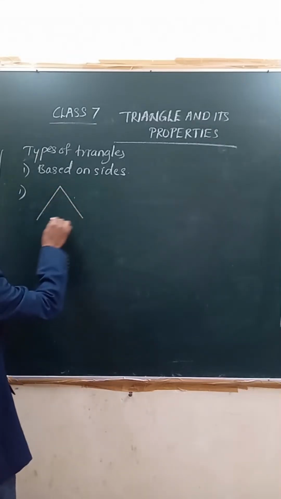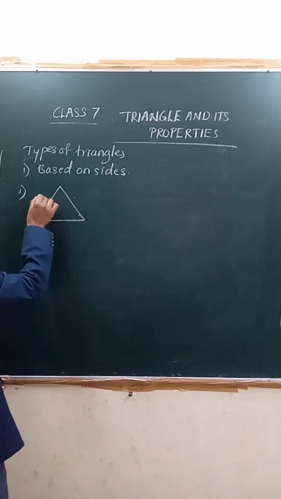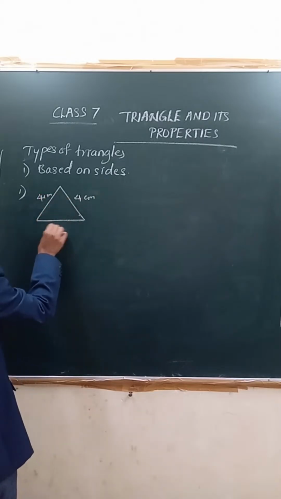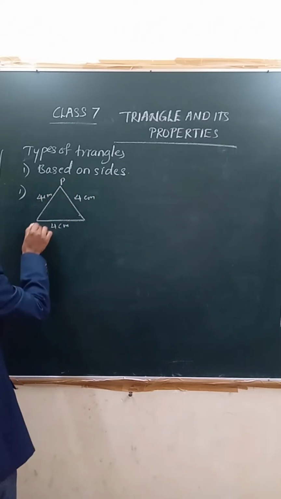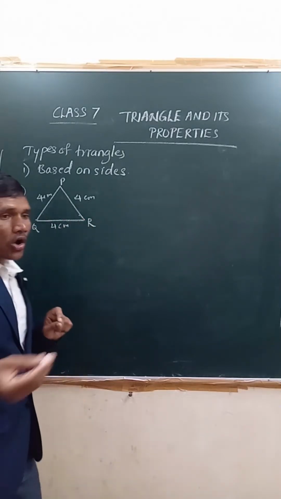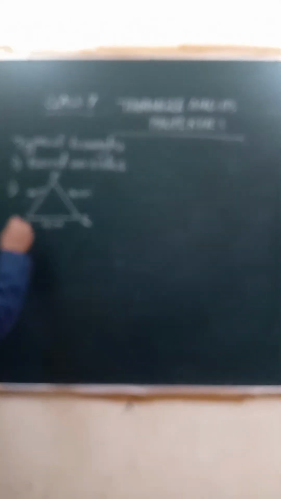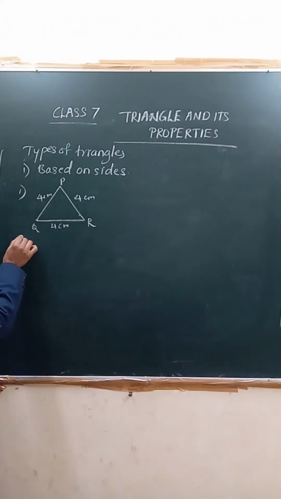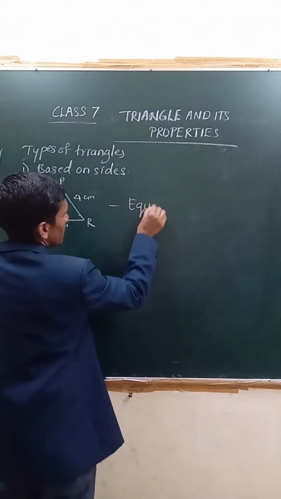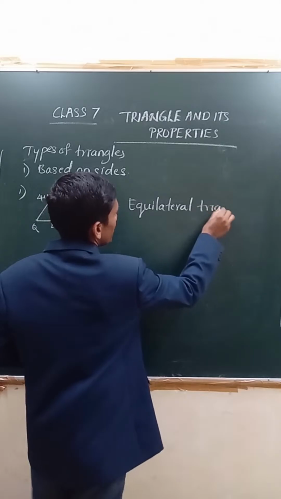This is one type of triangle in which all the sides are 4 centimeter, 4 centimeter, here also 4 centimeter. Let us name it as PQR. In this triangle, all the sides are equal, right? Then such a type of triangle is called what? Equilateral triangle. I'll write here. This is called equilateral triangle.